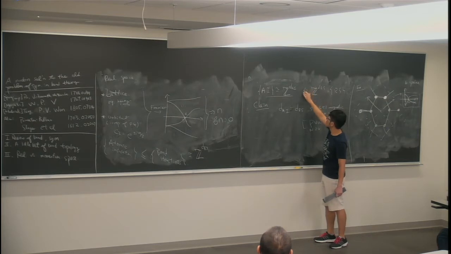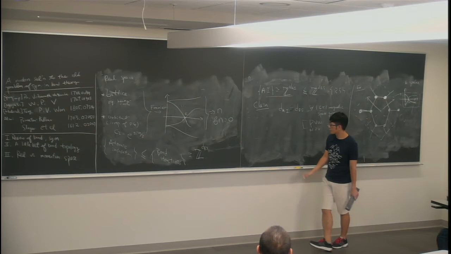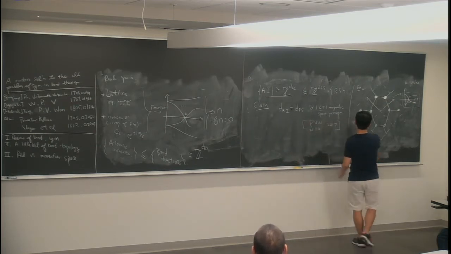But in fact, it's still a subgroup. So there are cases in which it's a strict subgroup, but they have the same dimensionality. Exactly. So that's the second part, which is the interesting part.